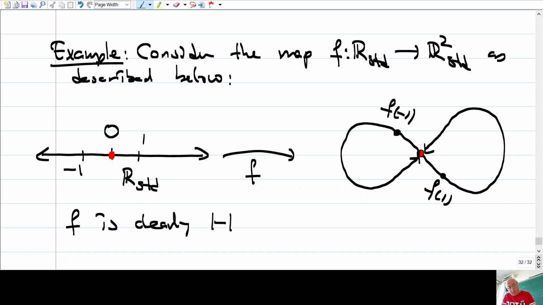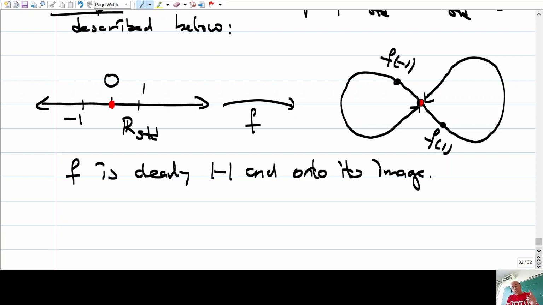This is 1 to 1, and onto its image. Moreover, f is also continuous. Why is that? Well, one can actually write down an expression for this. I may not know it at the moment, but one can do that.